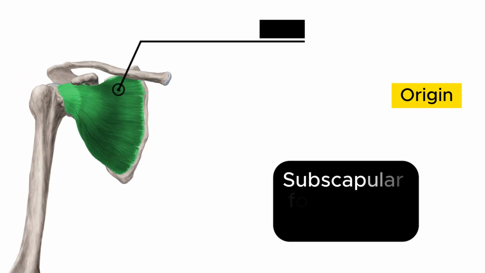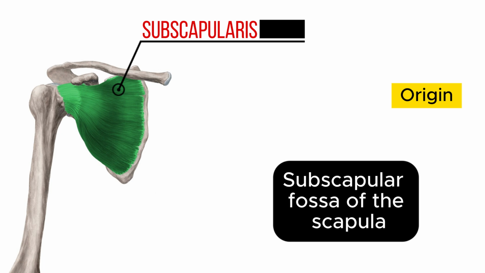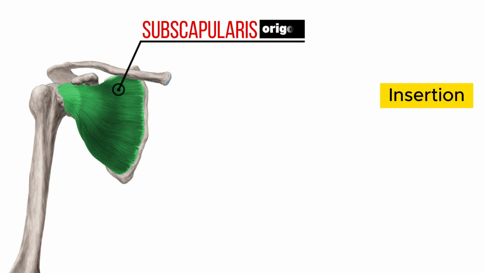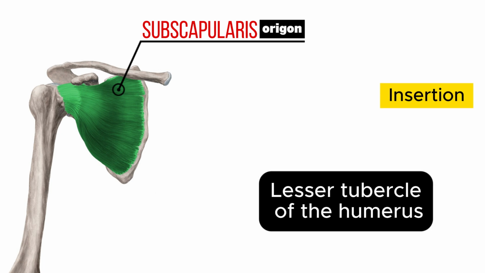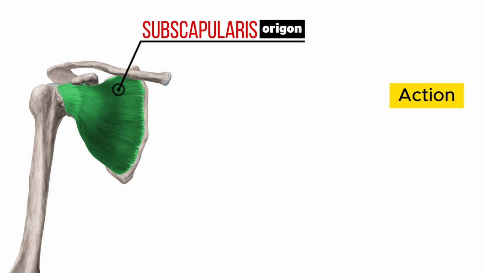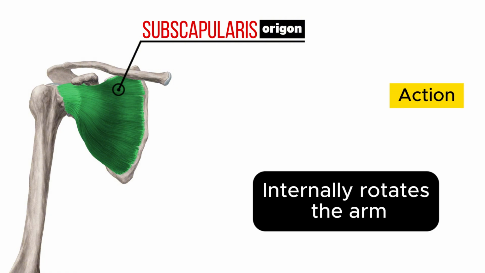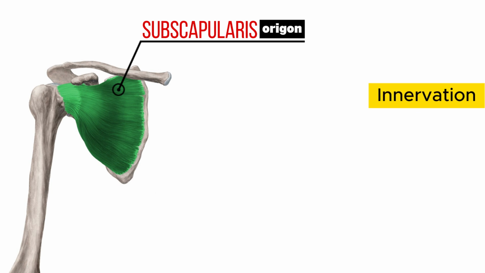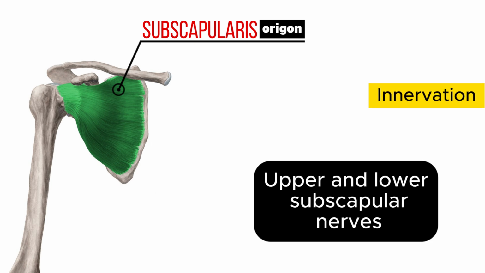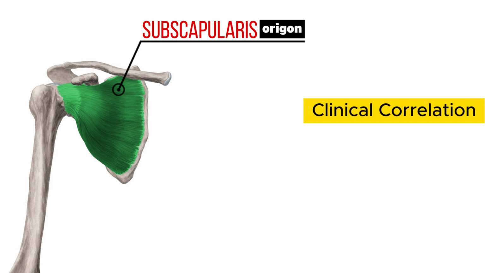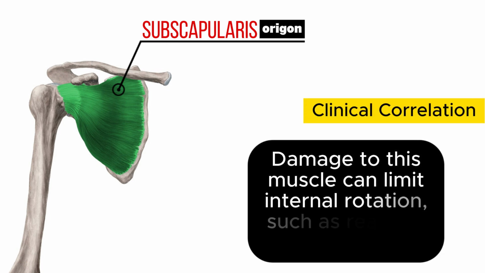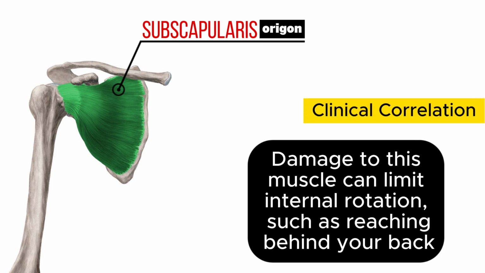Subscapularis. Origin: subscapular fossa of the scapula. Insertion: lesser tubercle of the humerus. Action: internally rotates the arm. Innervation: upper and lower subscapular nerve. Clinical correlation: damage to this muscle can limit internal rotation, such as reaching behind your back.